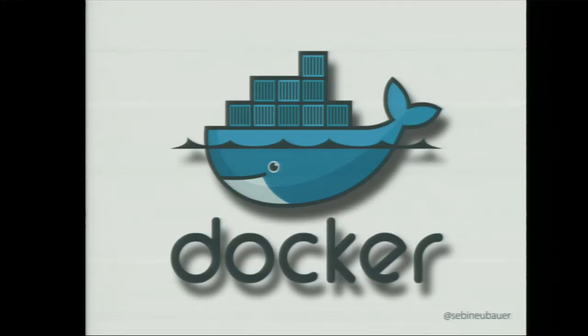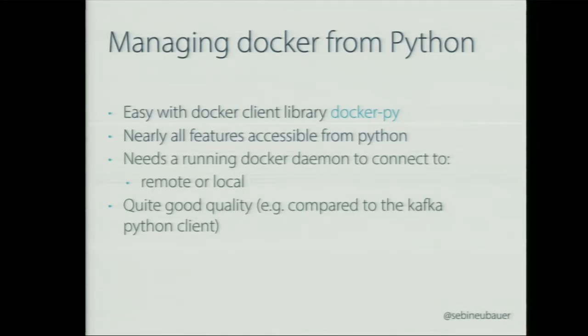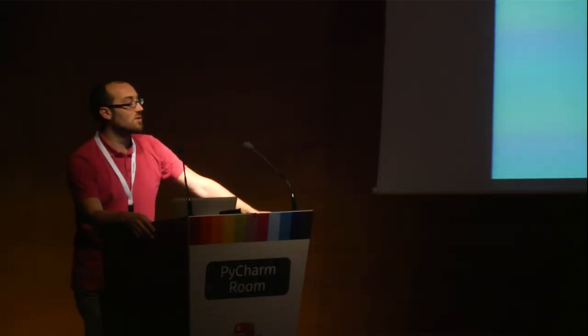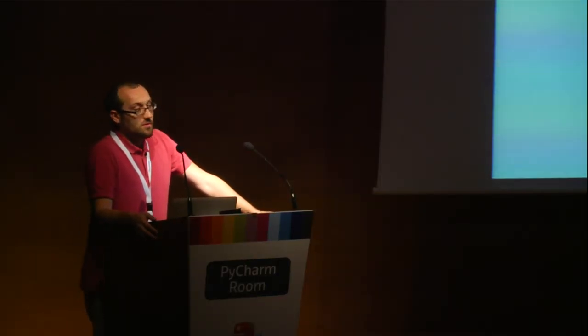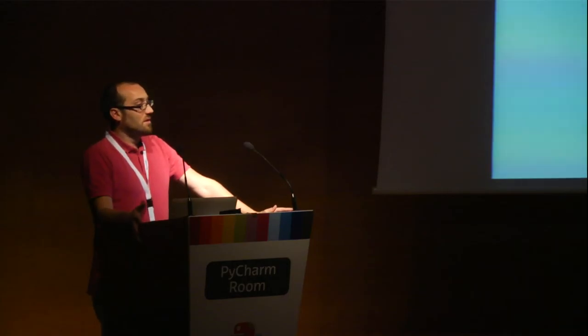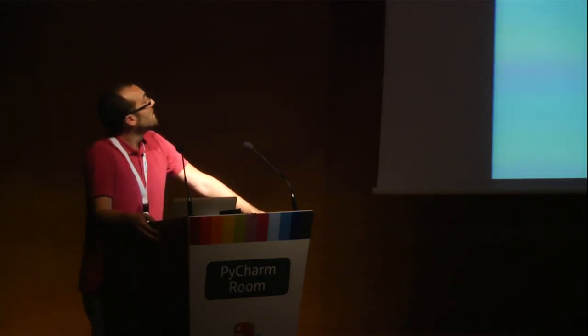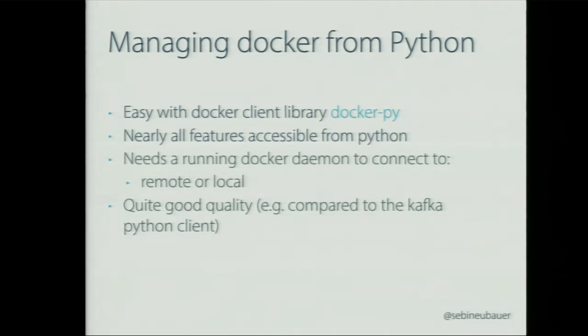So first thing, Docker. We can manage Docker from Python. There is a Docker client library. Who knows this Docker client library? Okay, some few, but not so much. Interesting. So it has nearly all features what you can access in native Docker from Python, from this client. All it needs is a running Docker daemon. You can connect via local running daemon or remote daemon. You could also use, for example, Swarm, so then there's a whole cluster of Docker behind it.